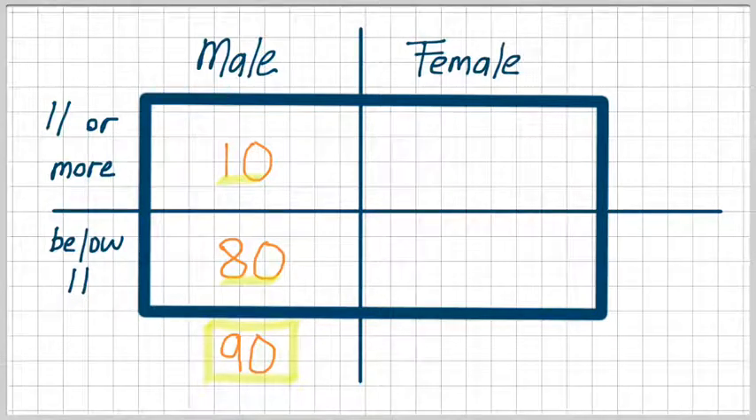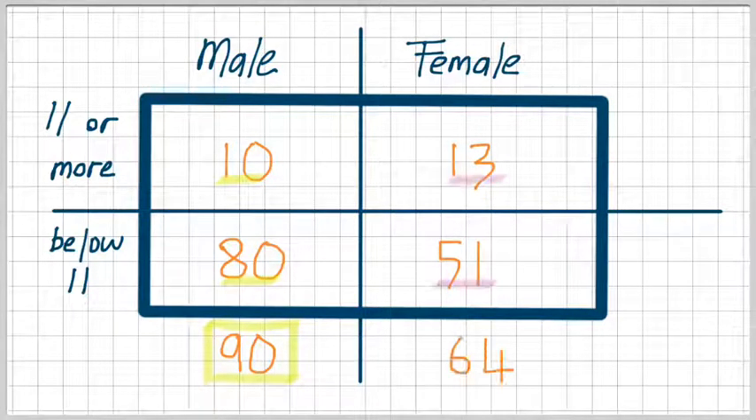And so now let's cross over to the females. We have 13 females who got 11 or more. So we can already see that there are 3 more females that scored a pretty decent score on the beep test when we compare to the males' 10. Alright, and we've got 51 females who scored below 11. We can total that up, and that'll give us 64.